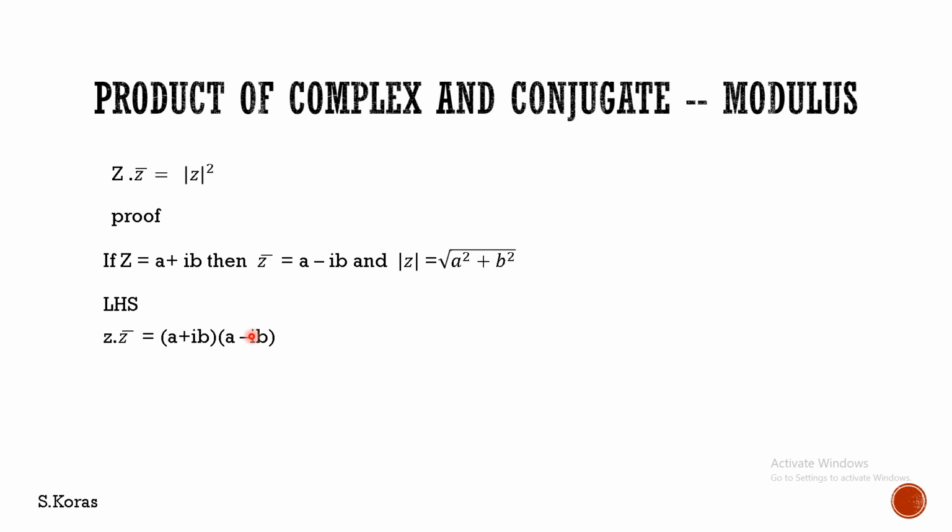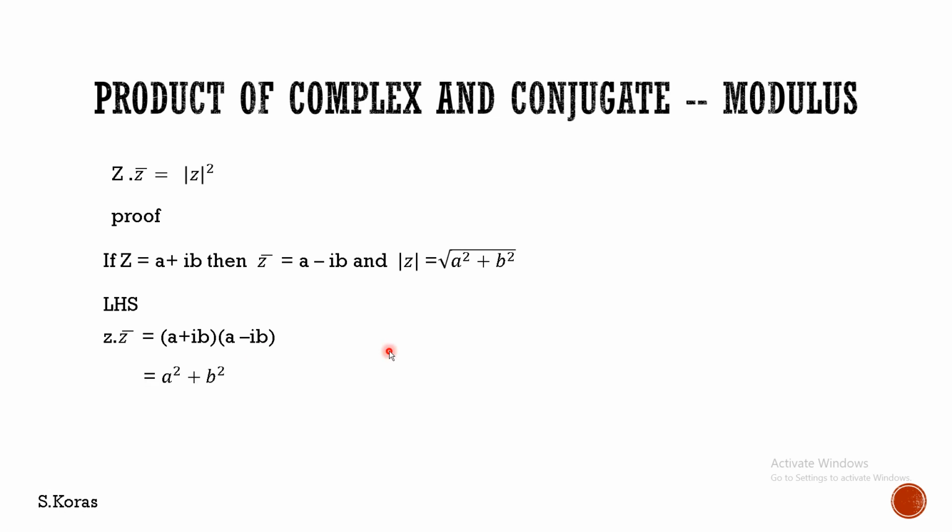As you know very well, multiplying a complex number with its conjugate is very simple, that is real part square plus imaginary part square. Here, real part is a and imaginary part is b. If you square it, your answer will be a square plus b square.